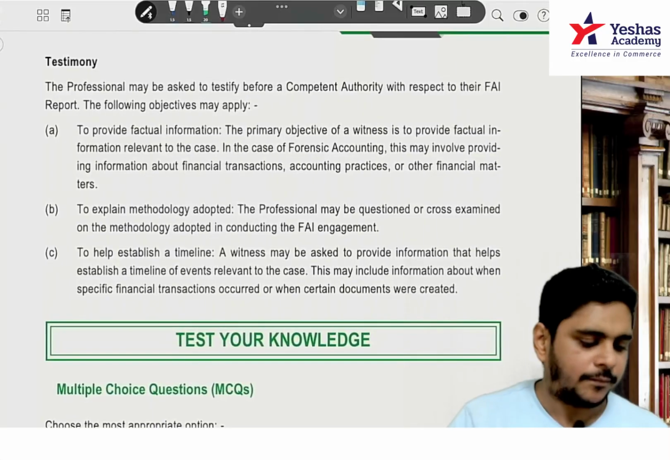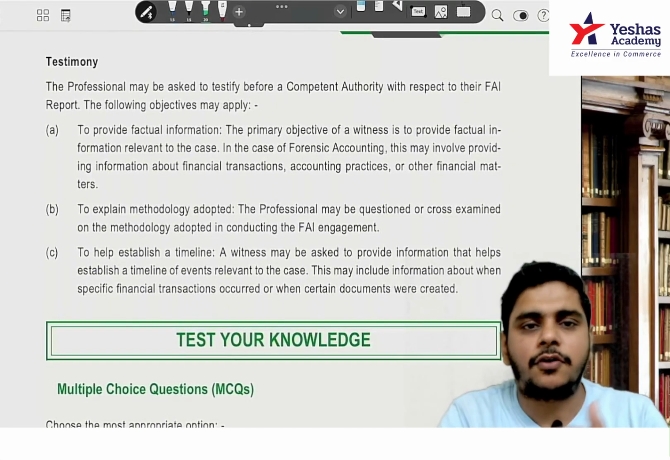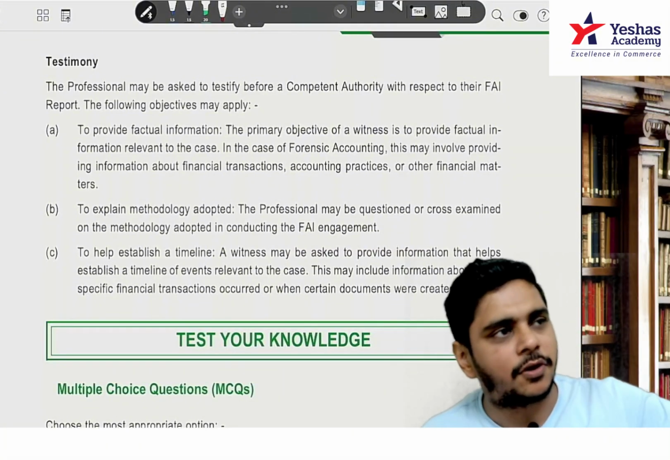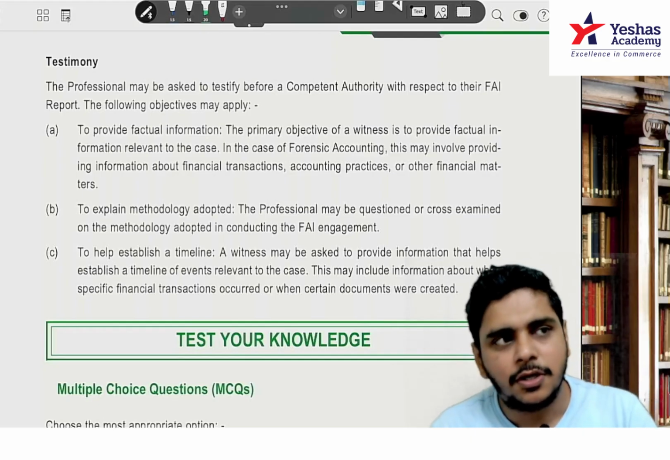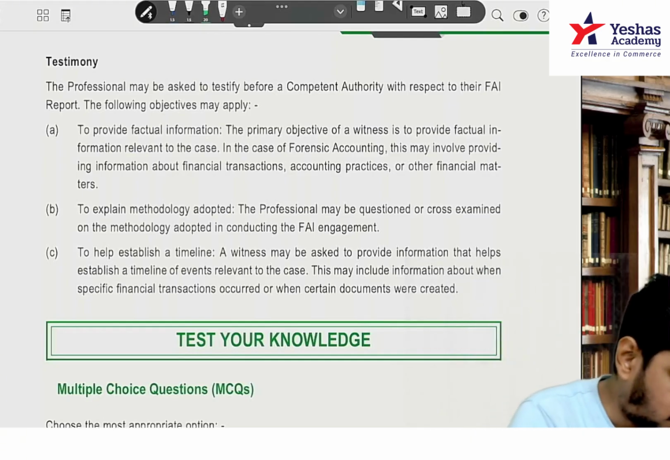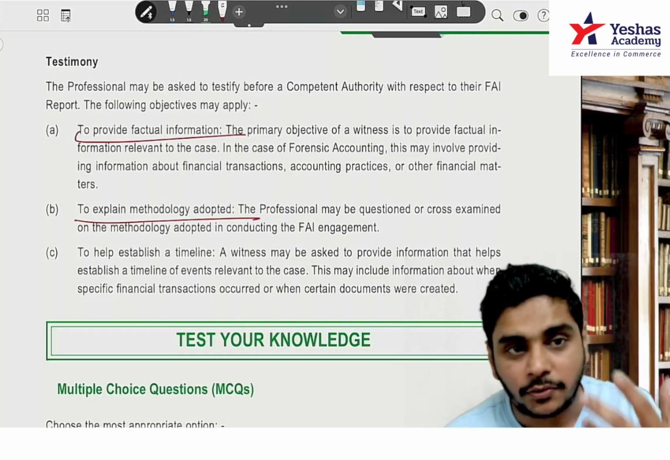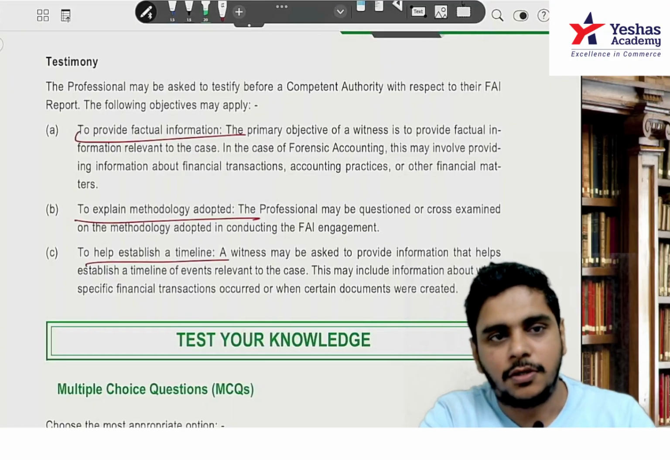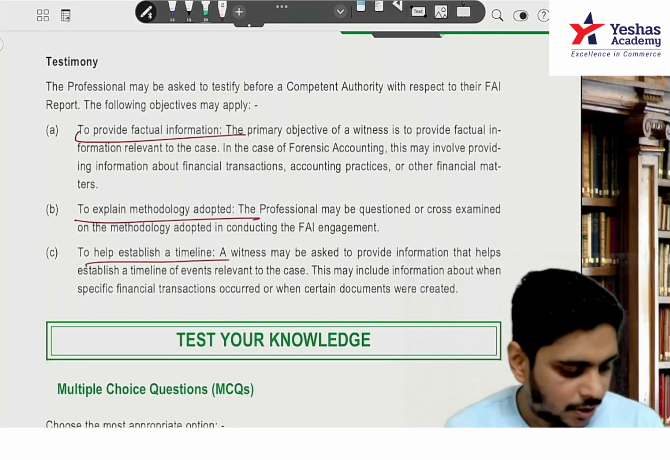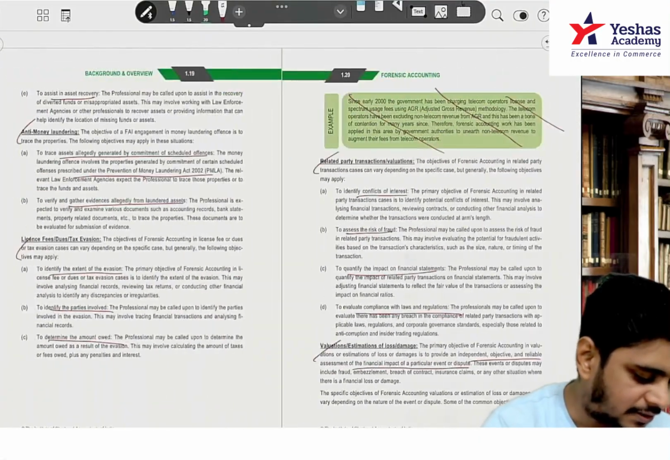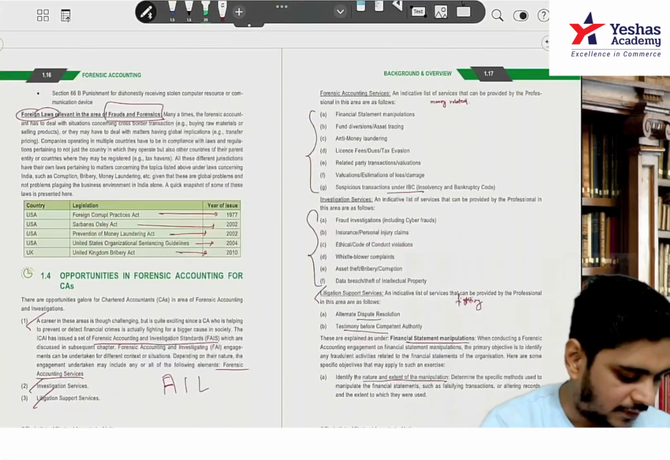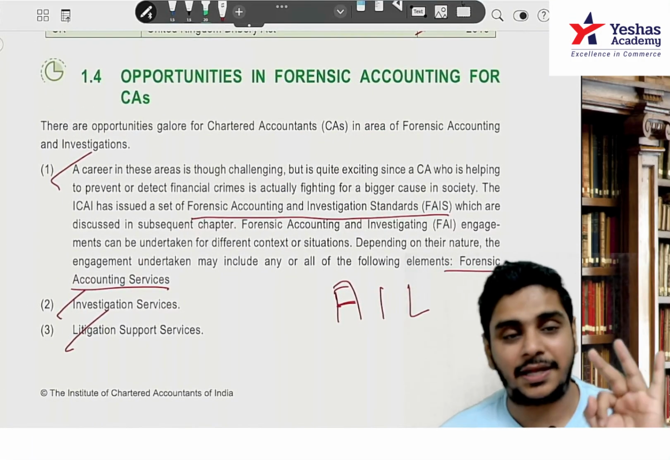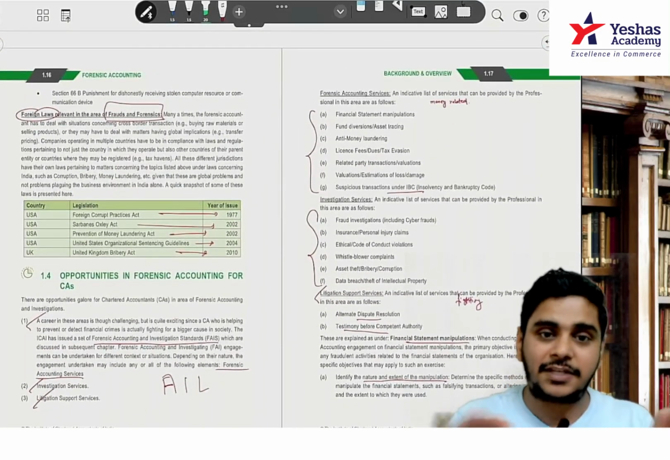Then testimony. Here, in front of a court or any authority, you are supposed to become a witness. For example, if I am saying they have done a fraud, I need to say on what basis. I need to provide factual information, explain the methodology adopted, how they have done the fraud, and establish a timeline: when, what, who did, where, how. All this would be explained by the forensic professional. So ideally this AIL answer has explained in detail the accounting services, then the investigating services, and L was your litigation support services. This is what they have explained.